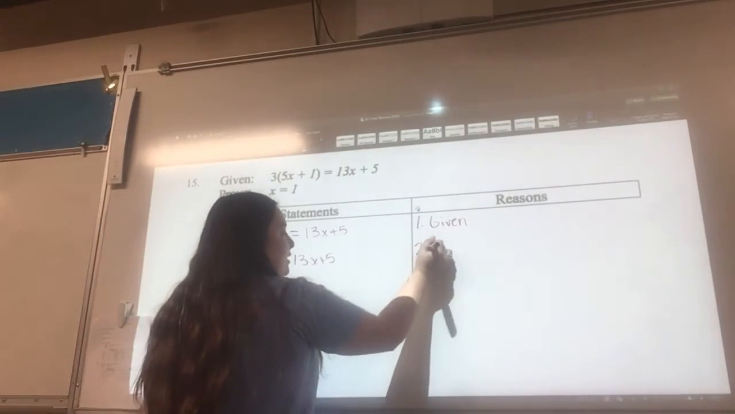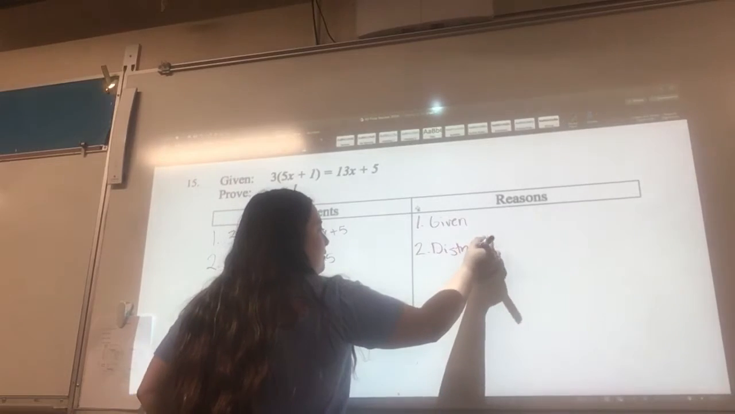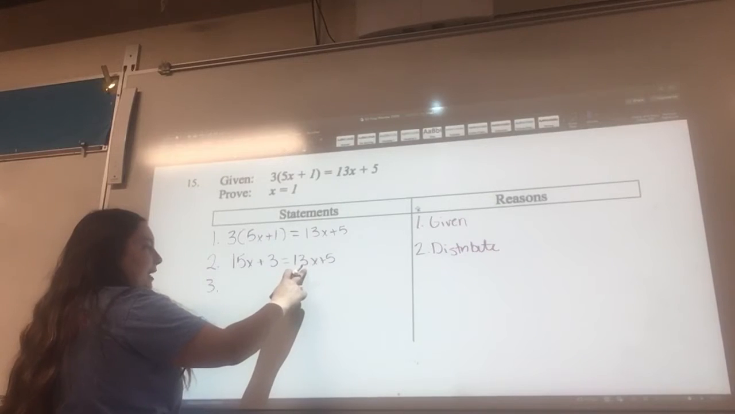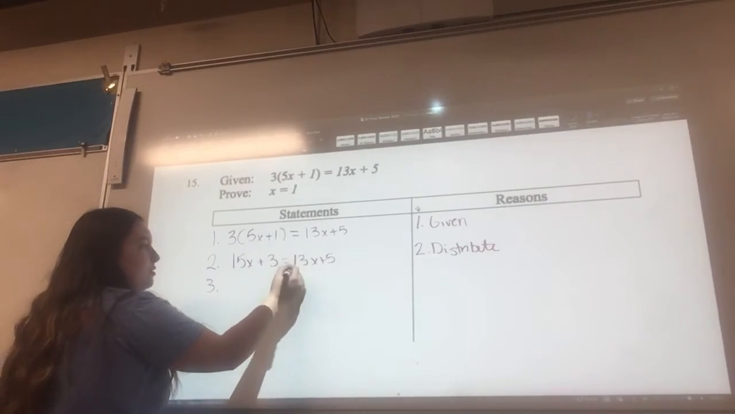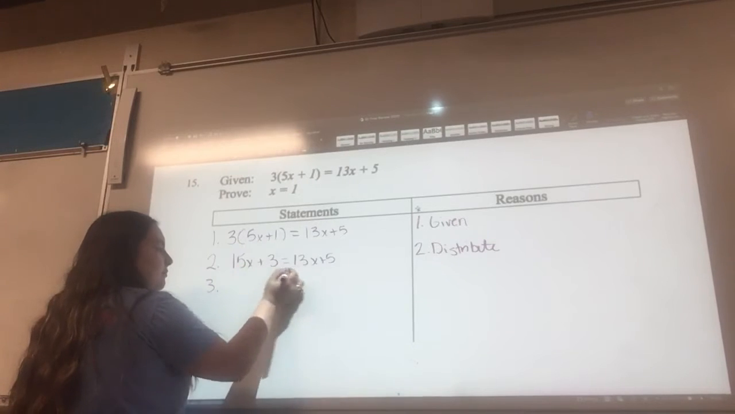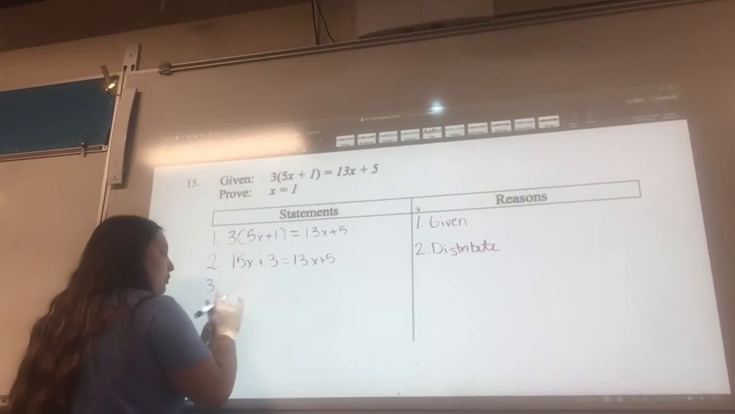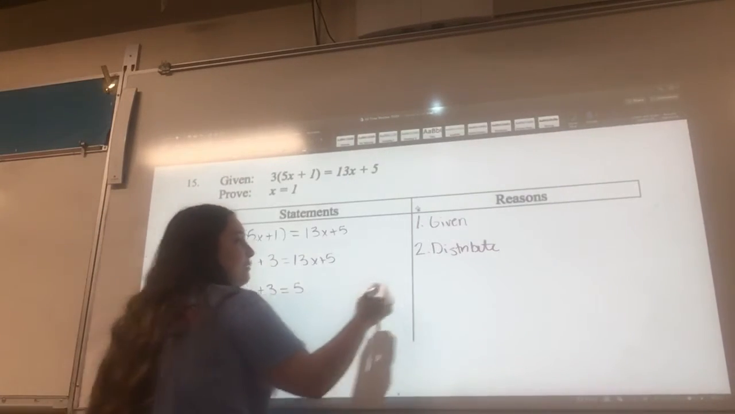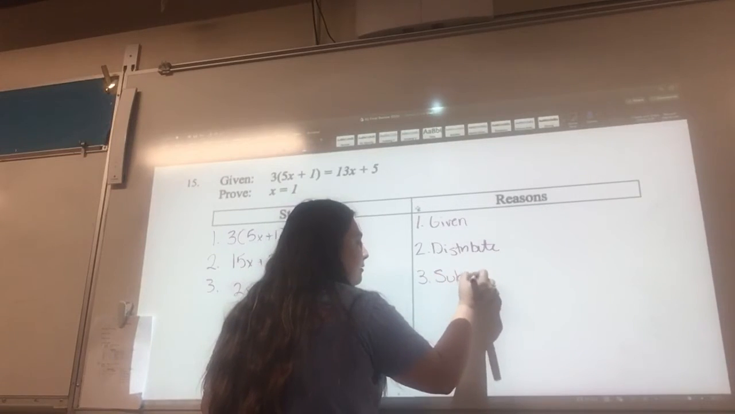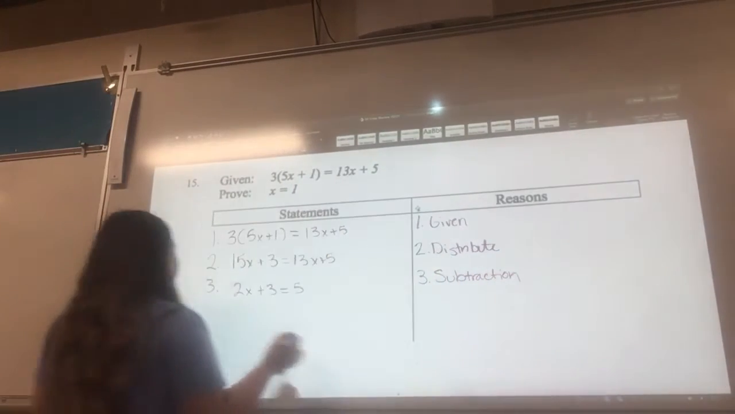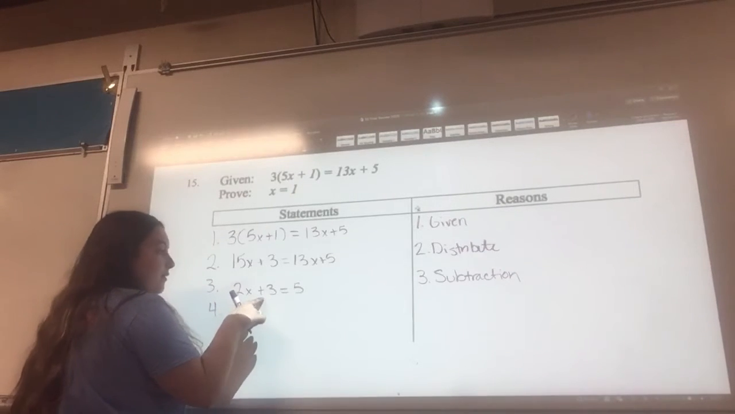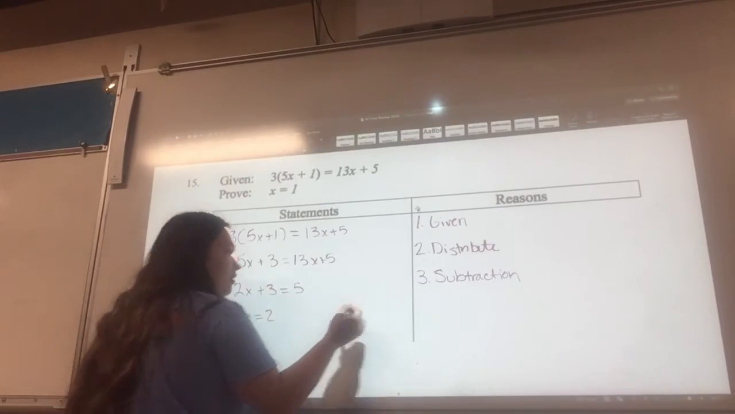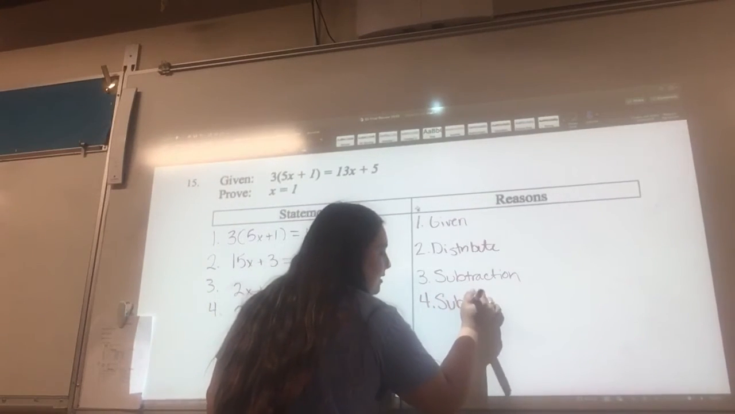And since I distributed, I put my reasoning. My next step is I'd like to move my x's to one side, so this is positive, so I'm going to subtract 13x. 15 minus 13 is, not 12, it is 2x plus 3 equal to 5. I've said what I did, so I need to state I subtracted. My next step is I need to get x by itself, so I'm going to move the 3 over, so I'm subtracting, so 2x equals 2. Once again, I am subtracting.